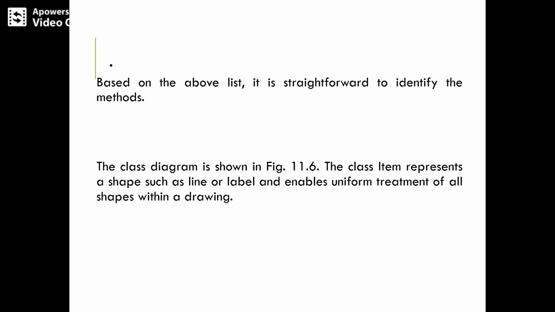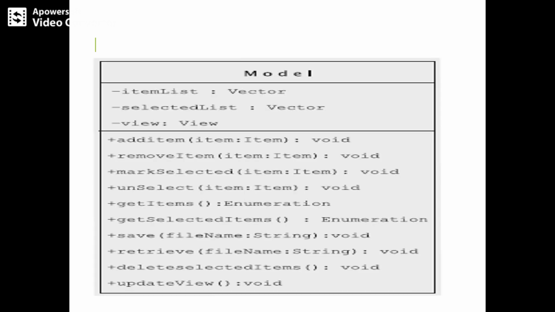So this figure is a textbook figure. We have the 11.6 class diagram. The class Item represents a shape such as a line or label, and enables uniform treatment of all shapes within a particular drawing. So now this is the class diagram for the model.